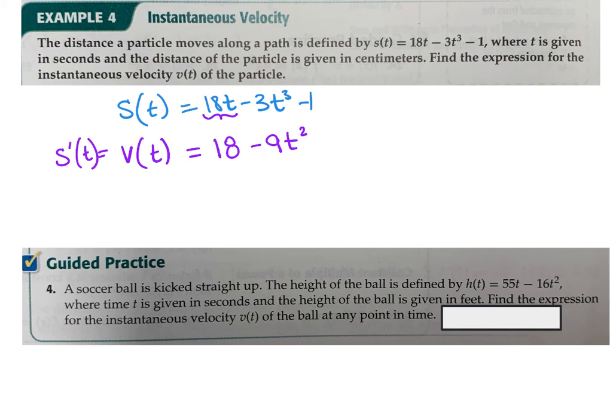Which, by the way, I can then at any point in time tell you what the velocity is of this particle that's moving. After 1 second, my velocity is going to be 9. How do I know that? Well, 18 minus 9 times 1 squared is 9. All right, so that's what it's telling me. This is going to tell me in centimeters per second how fast it's moving at a specific point in time. All you have to use is the first derivative. Try guided practice there. Soccer ball is kicked straight up.